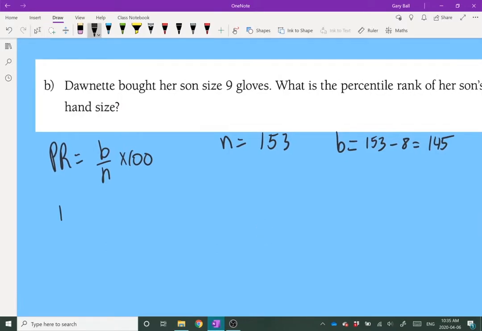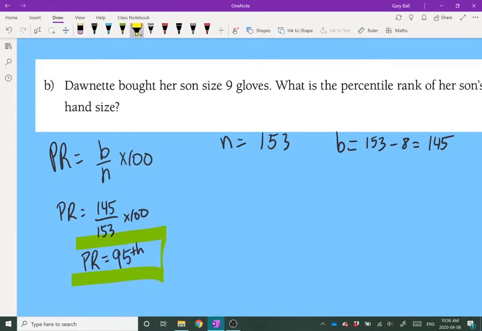So, percentile rank. B, there are 145 pairs of gloves sold smaller than her son's. 153 gloves in total, times that by 100, my percentile rank ends up being the 95th percentile. My answer.